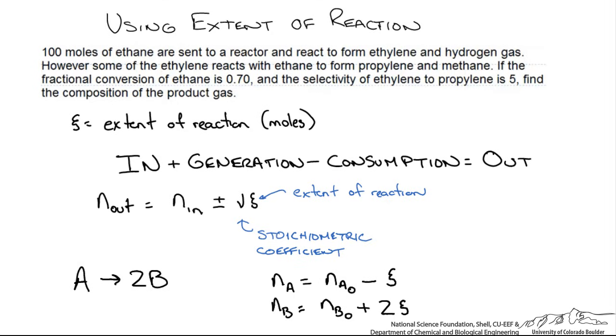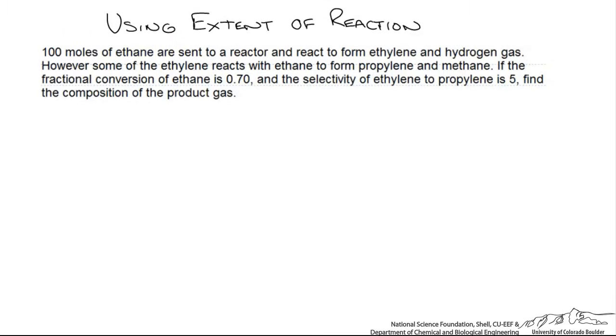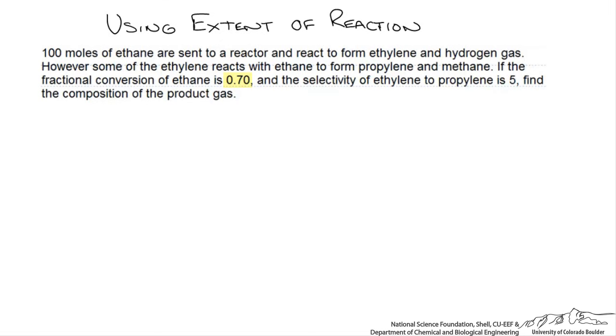Now let's take a look at the problem at hand. So the following problem says we have 100 moles of ethane that are sent to a reactor to react to form ethylene and hydrogen gas. However, a side reaction occurs in which ethylene reacts with ethane to form propylene and methane. Now we're told that the fractional conversion of ethane is 0.7, and the selectivity of ethylene to propylene is 5. And the goal is to find the composition of the product gas.